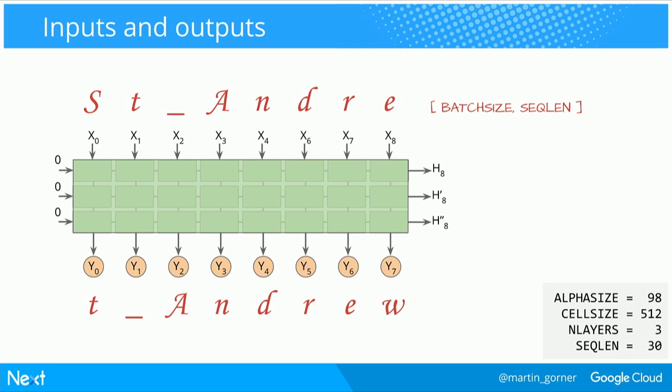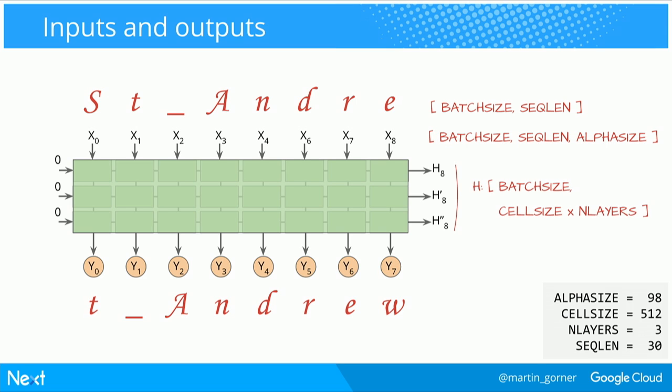Now I need to one-hot encode them. So I'm adding a new size. Each character becomes a vector of 100 components because I am working with an alphabet of 100 possible characters. So now it's batch size, sequence length, and alpha size. Those are my actual inputs.